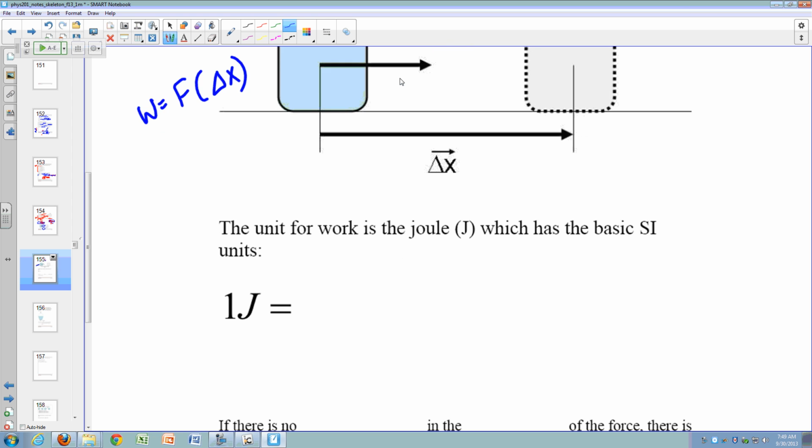All right, now the unit that we use for work, and we'll also use this for energy, because they measure basically the same thing, is a joule. It's somebody's name, a scientist from the 19th century, I think, the 1800s.